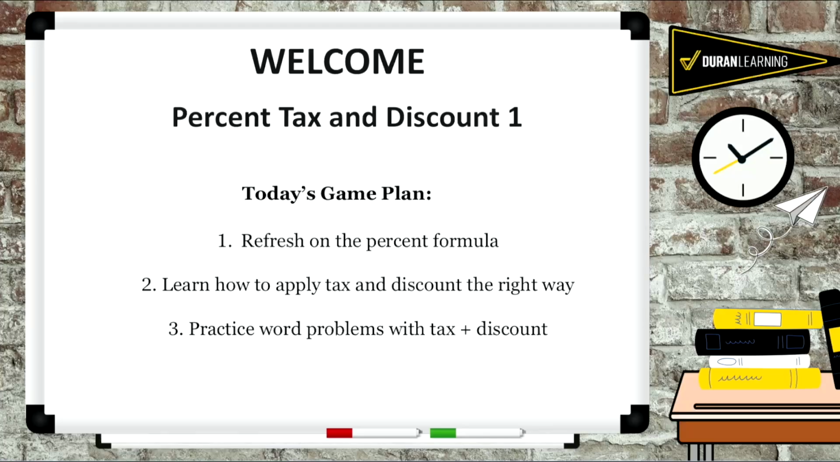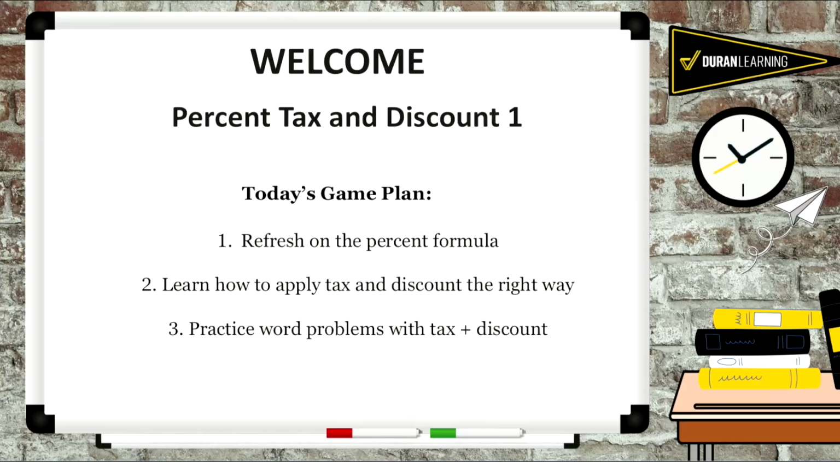And so let's go ahead here and understand today's game plan. Number one, first we're going to refresh on that percent formula and make sure that we have it down, because every single problem that we do today is going to involve that formula. Now, number two, it goes beyond just memorizing the formula. We have to learn how to apply taxes and discounts the right way. And when it comes to the time where we practice the word problems, we're going to be really diving in and making sure that we're combining our basic word problem strategy with the formula so we can truly breed that confidence that we really want at the end of the day.